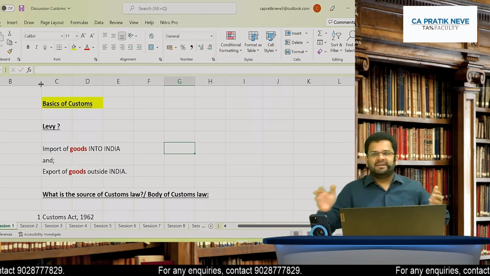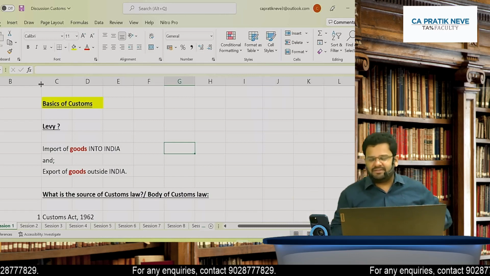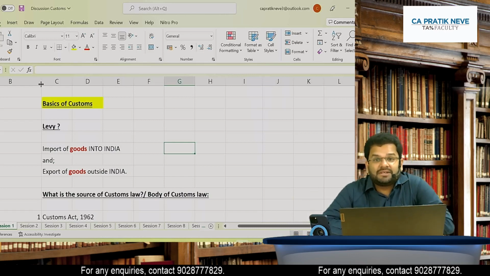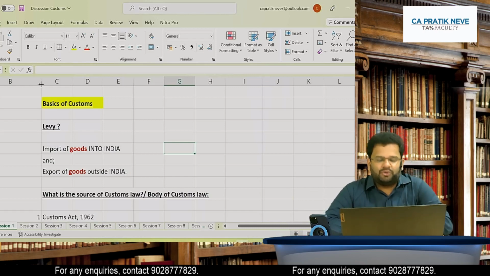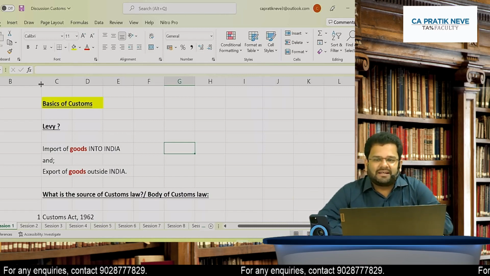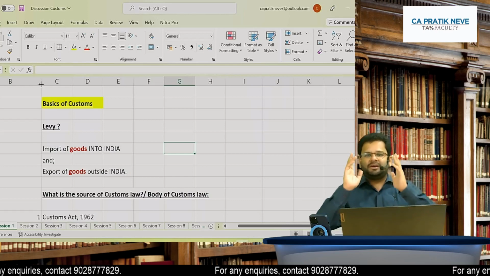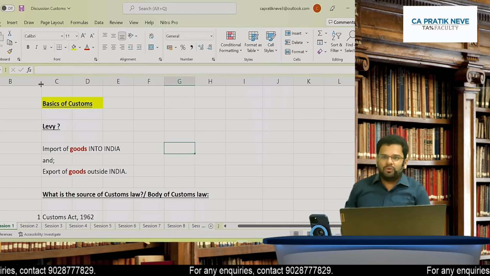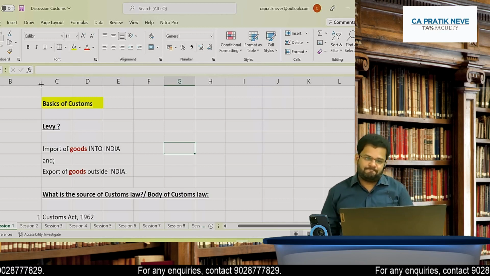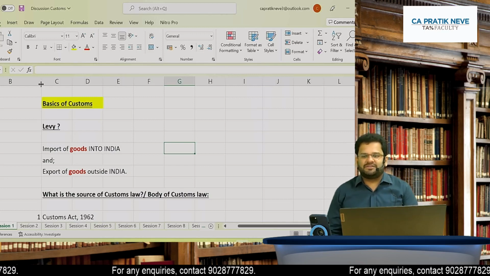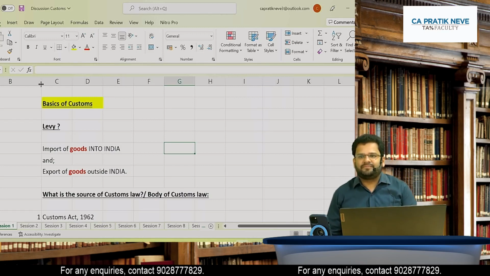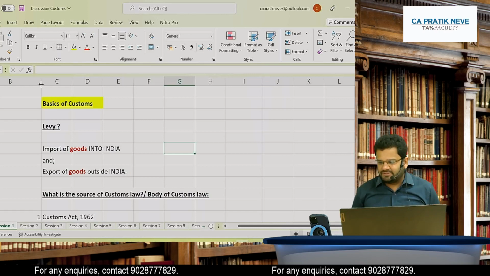And yes, in customs, we are going to discuss valuation, some basics of customs, as well as types of duties. I hope all of you are with me and we will start our discussion. Quickly, once say yes in the chat window so that we can start our discussion on customs. Yes, very good, very good.